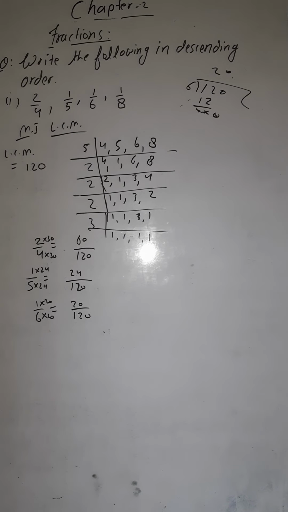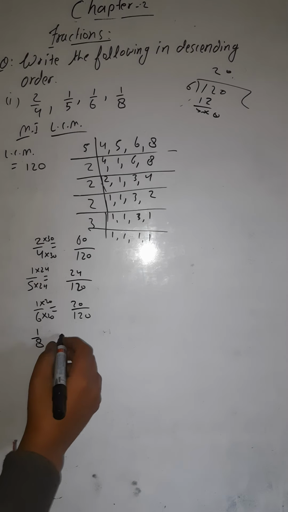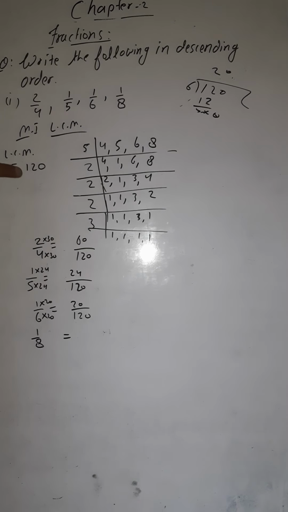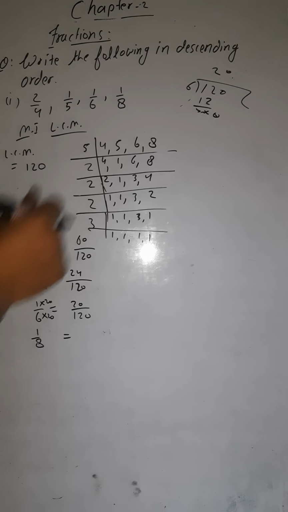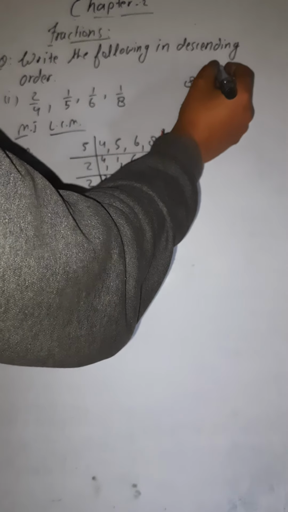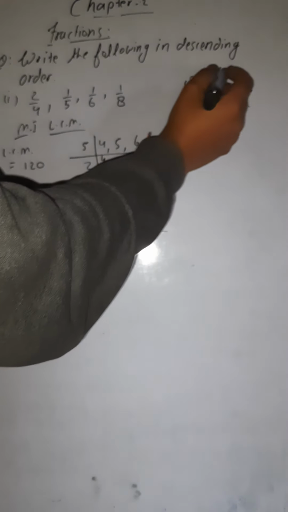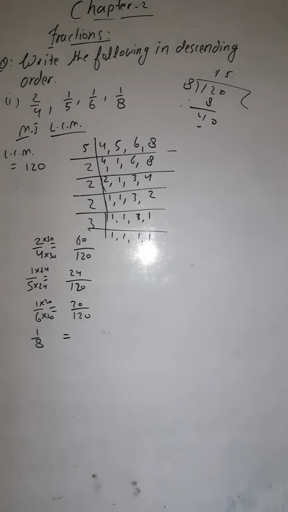Now the last one is 1 by 8. Now what should I do? Again, I will divide this LCM by the denominator, that is 8. So let's divide it by 8. 8 1s are 8, 4 left, 0 coming down, 8 5s are 40. So 15 times it is divisible.